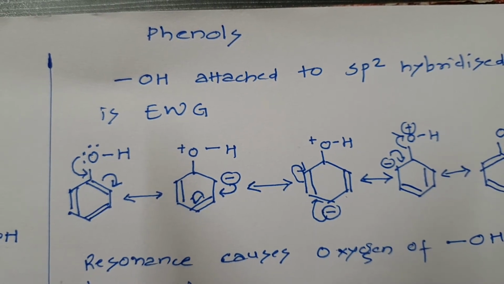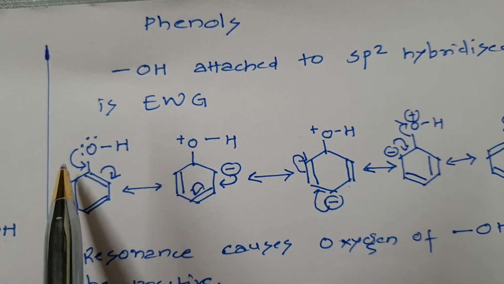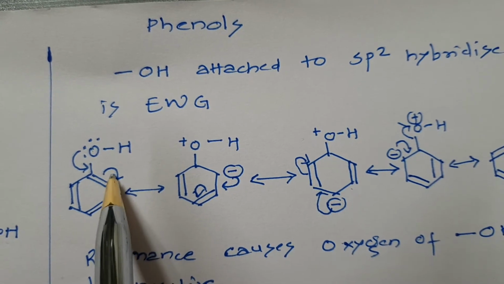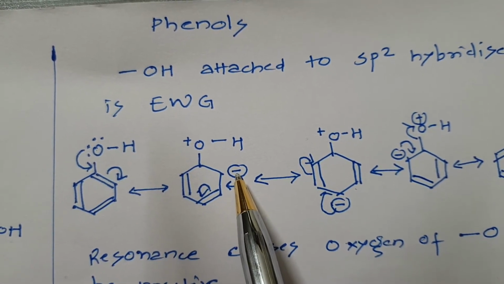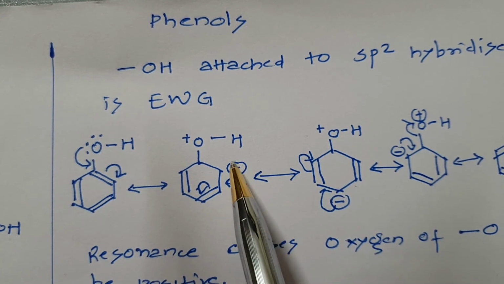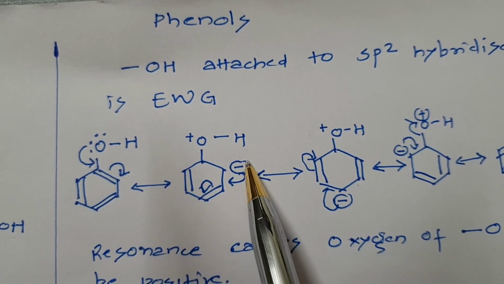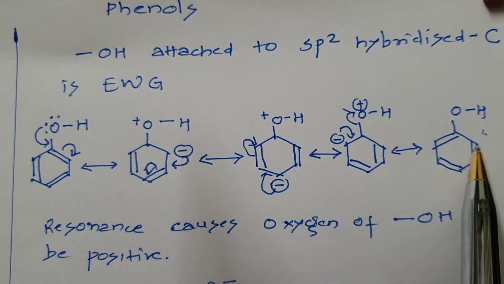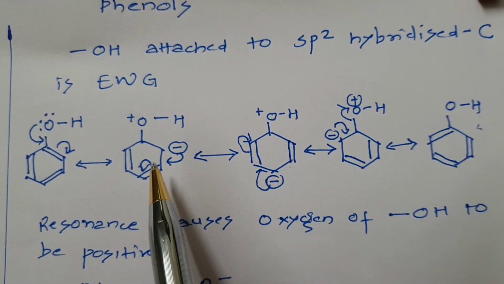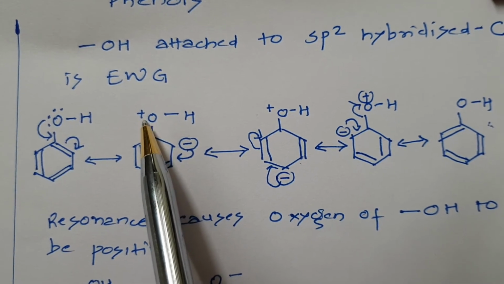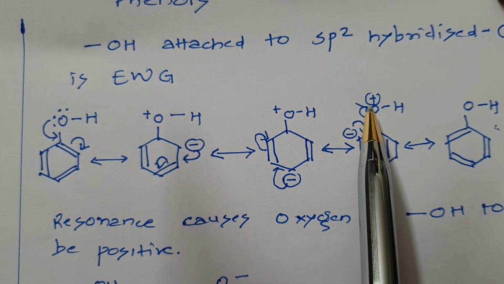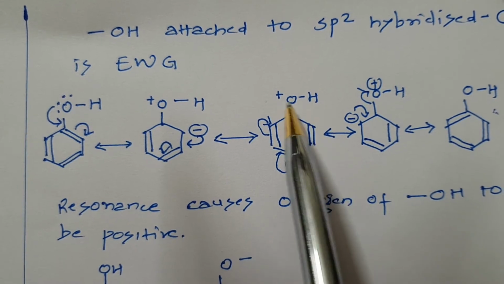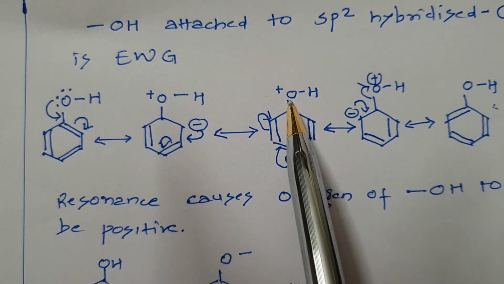Now, when I say electron withdrawing group, when I show the resonance, the oxygen shares its electrons and you find the movement of electrons taking place in this manner. If you see, the negative charge is coming at the ortho and para positions. Across all the 5 resonating structures that we see, we find a negative charge coming at the ortho and para positions, and in 3 of these resonating structures, a positive charge is carried by oxygen. Now this resonance causes the oxygen of the hydroxy group to carry a positive charge.